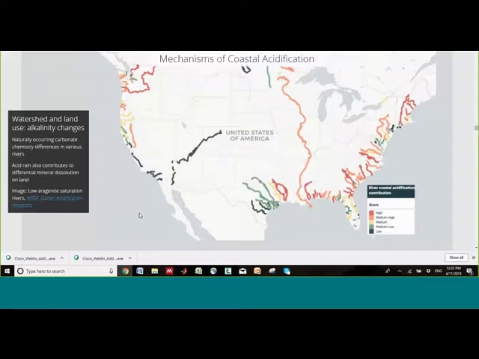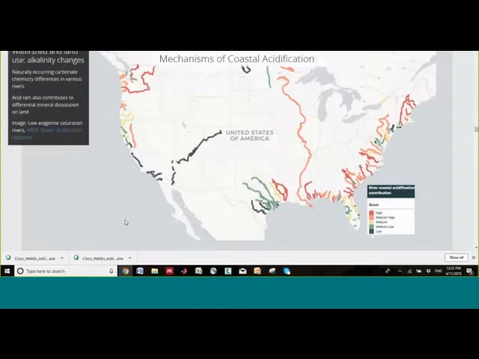Another big contributor, especially in wet regions, is acid rain. And so acid rain can have an effect on the differential mineral dissolution on land. And then again, since all of the tributaries and rivers run into the sea, everything that happens on land somehow ends up in our coastal ocean. It's just a matter of time.